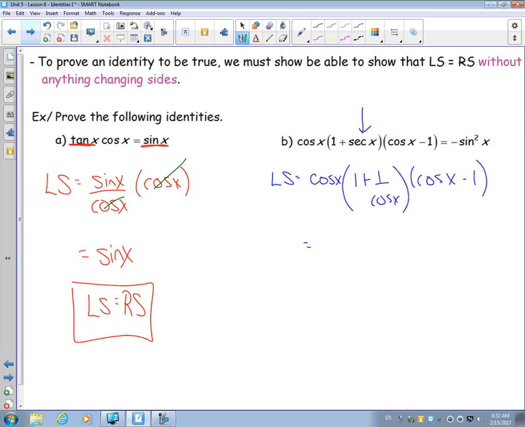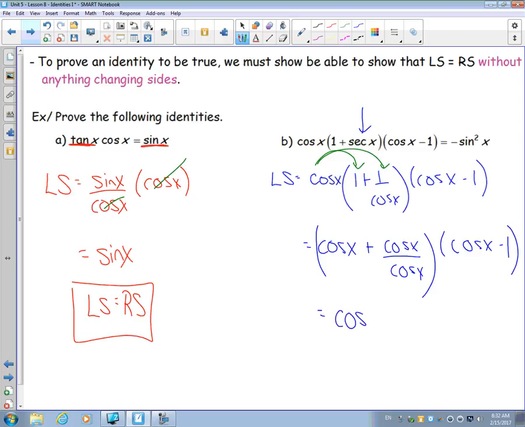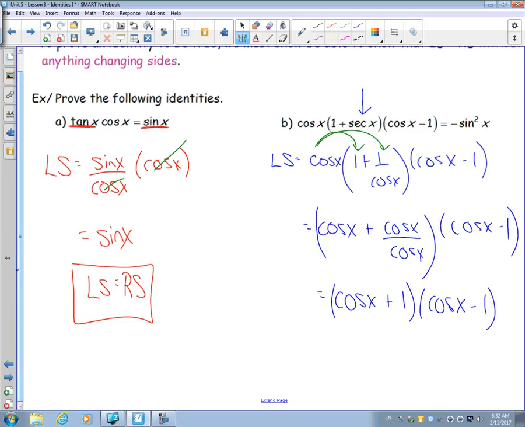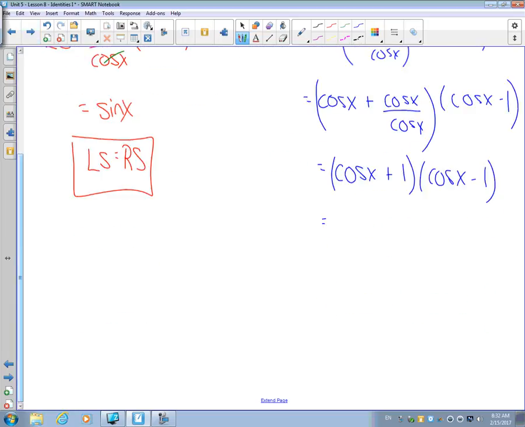Well, next I'm going to use my idea of I can multiply in. Okay, so that gives me cos x plus cos x over cos x. And all that's being multiplied by cos x minus 1. I can simplify this a little bit because cos x over cos x is just the number 1. Okay, where can I go next? I've seen two pairs of brackets being multiplied before. We call that FOIL. So cos times cos, that's cos squared.